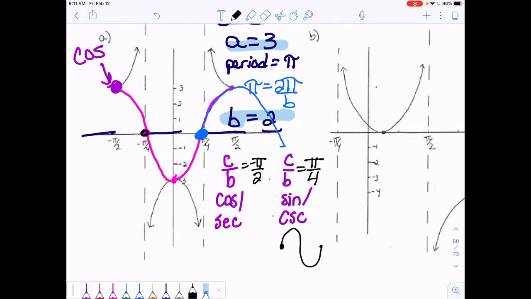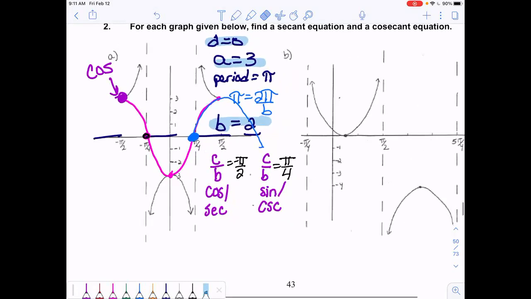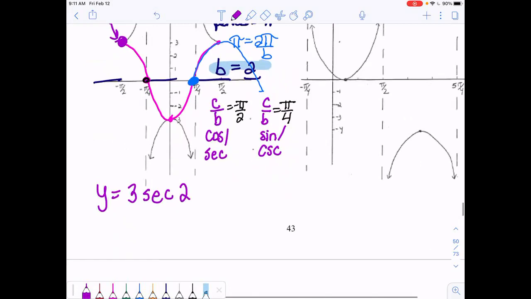So cosine has a phase shift at the max. The sine has a phase shift at the middle, but the middle must be increasing. It's called a positive sine graph. A positive sine graph increases, it goes up first. So then when you go to write your equation, we have an A value of 3. We're writing secant. The B value is 2. I have an A value of 3, writing cosecant, the B value is 2. Those are the same. The phase shift changes.